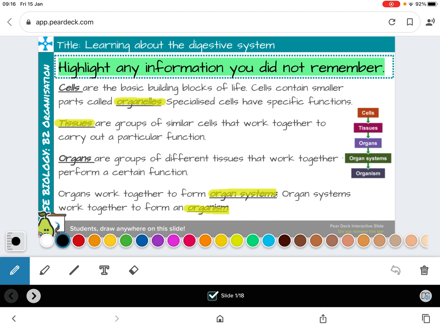Tissues are groups of similar cells that work together. Organs you seemed okay on. An organ system just means more than one organ doing a job together, like in the digestive system, where the stomach and the intestines work together to carry out the process of digesting food. And this other word, organism, just means a living thing.